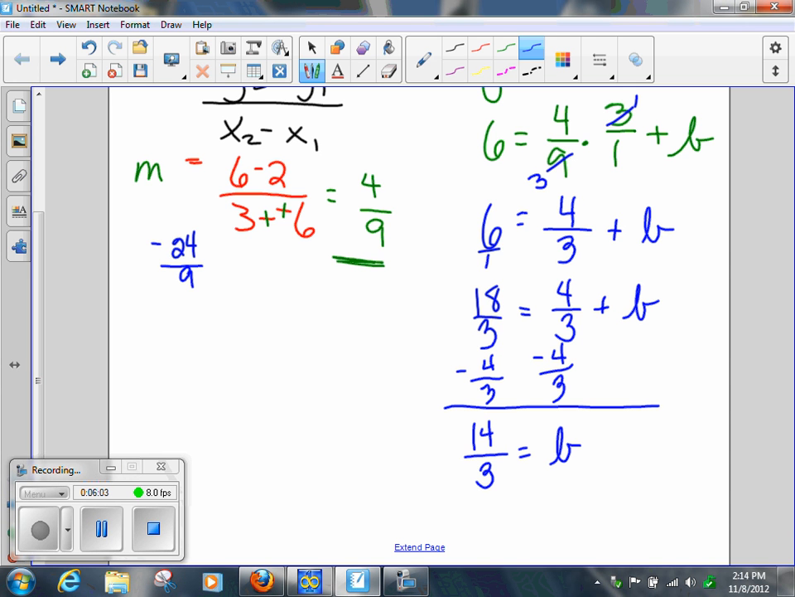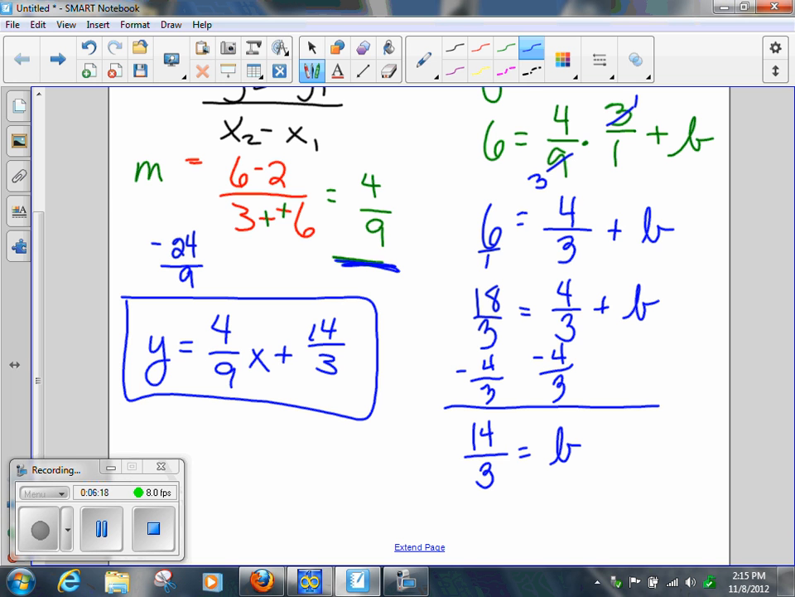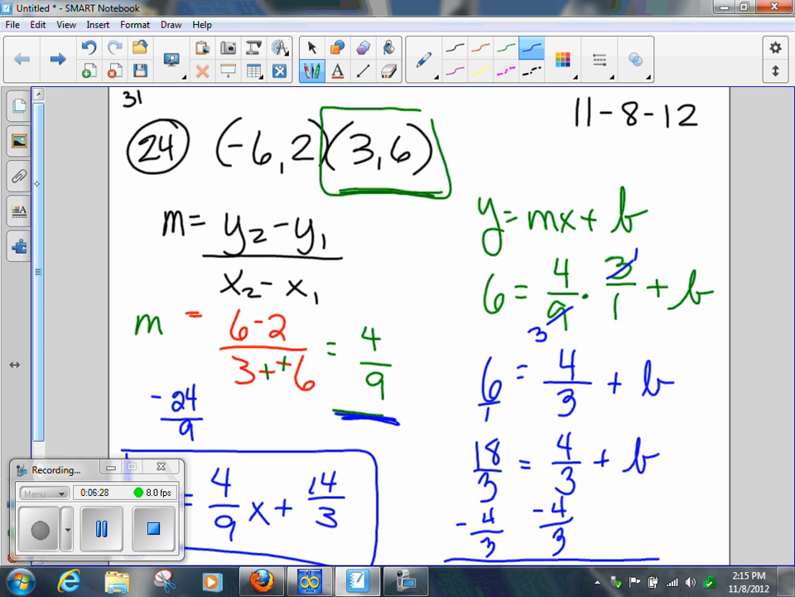Do I have the slope given, yes or no? Yeah. Here it is, positive 4/9. Do I have my y-intercept? Yes, 14/3. And folks, I would prefer if you leave them as improper fractions, okay? Especially slope, leave it as a fraction. Did you have -6, 2 as your first point? Okay. I'll have to look at your work to see what you did.